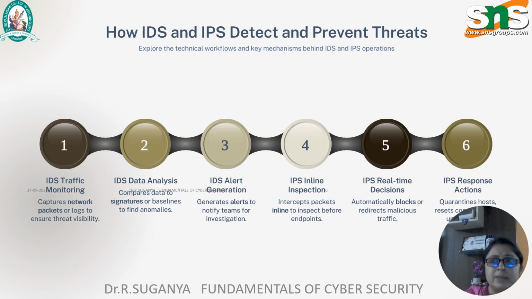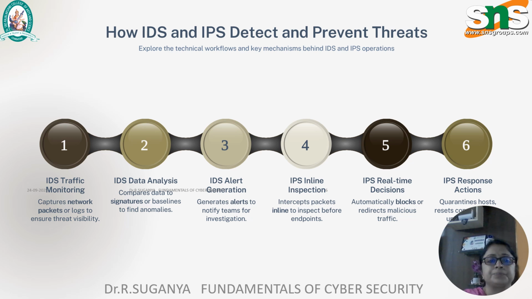The detection system checks, for example, whether something is being duplicated, and whether access is by a particular student or a particular person. So data analysis has to be done. And IDS alert generation: the detection system generates alerts to notify the teams for investigation. IPS inline inspection also happens, along with IPS real-time decisions and IPS response actions. All of these are necessary for handling particular crimes.